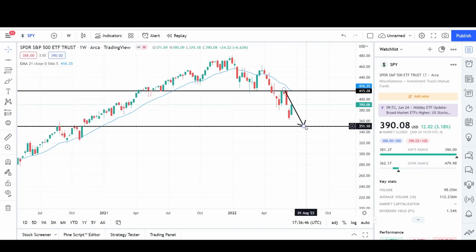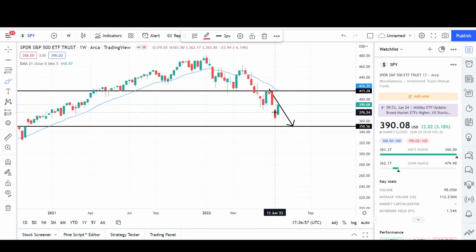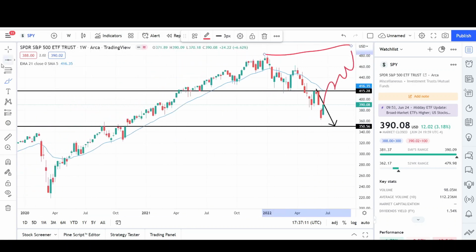We can still reach this 351 level. So as long as we don't get above this 315, 317 level, I'm still expecting continuation of the downtrend. Now, if we do get a little bit past it, I'm still expecting continuation of the downtrend. But if we break it and find some type of support at this 415 level, then I think we're off to the races, back up to the highs, and then continue the uptrend that we were inside of.